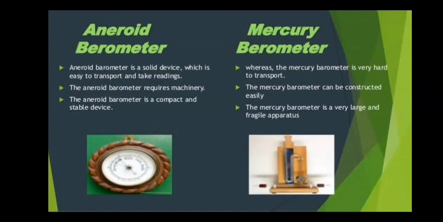Difference between aneroid barometer and mercury barometer. Aneroid barometer is a solid device which is easy to transport and take readings, whereas the mercury barometer is very hard to transport. The aneroid barometer requires machinery. The mercury barometer can be constructed easily. The aneroid barometer is a compact and stable device. The mercury barometer is a very large and fragile apparatus.